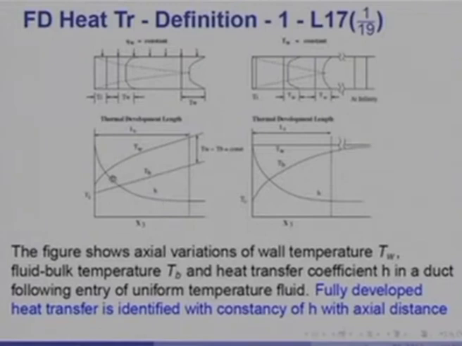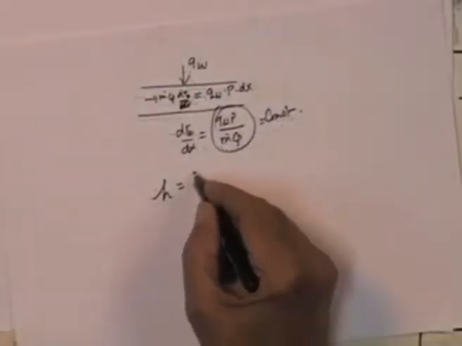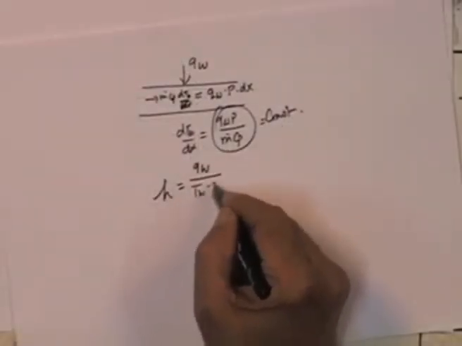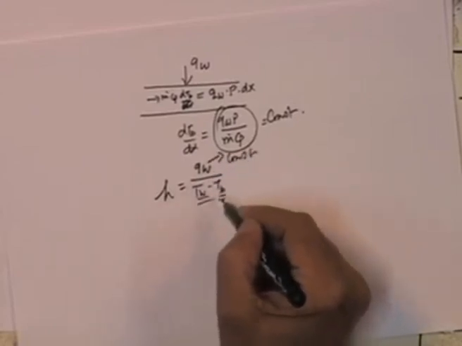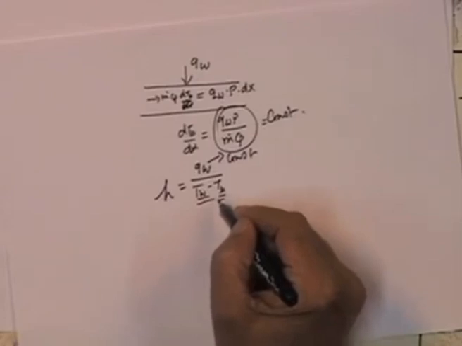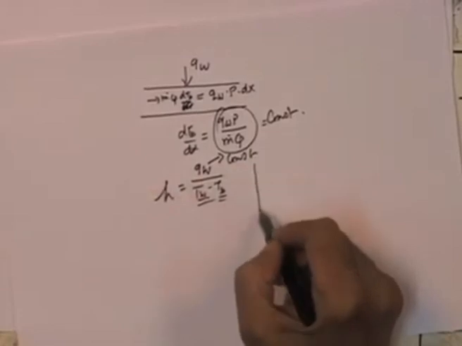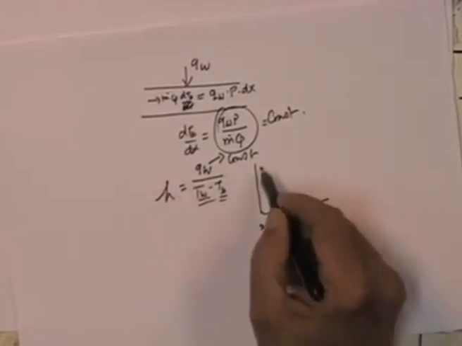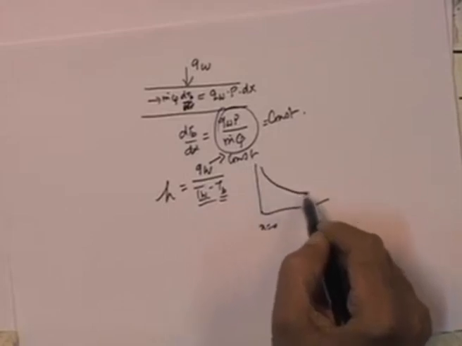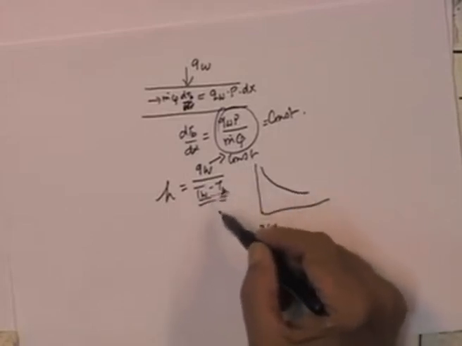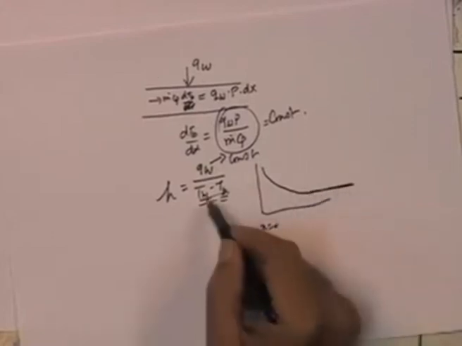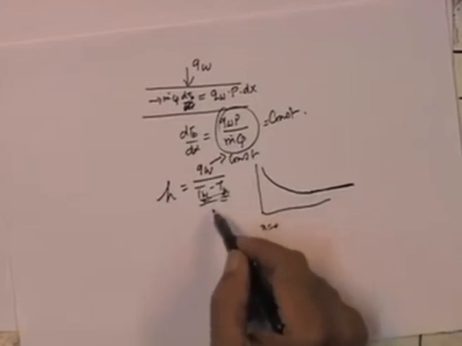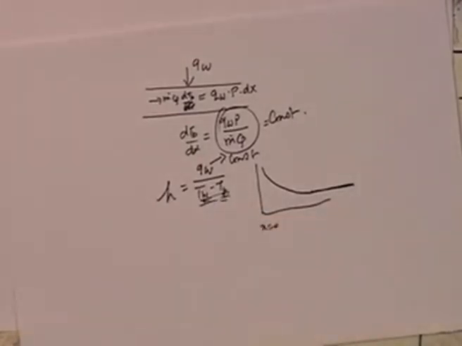And since heat transfer coefficient is defined as q wall over T wall minus T bulk, this is constant. The difference T wall minus T bulk is small to begin with, and therefore, the heat transfer coefficient is high near x equal to 0, and it progressively drops as the difference between T wall and T bulk increases, and ultimately becomes constant because T wall minus T bulk itself becomes constant. That is depicted on the left figure here.